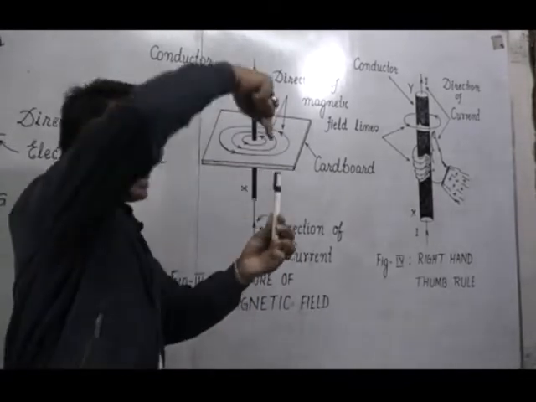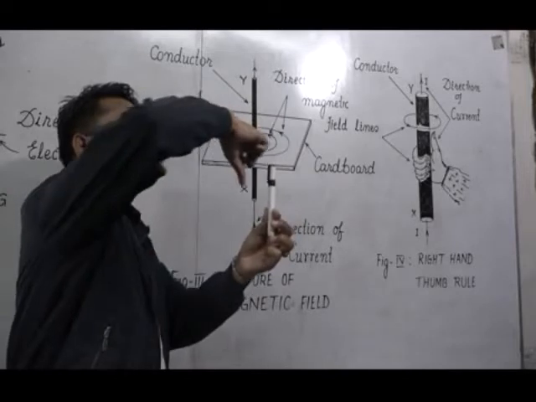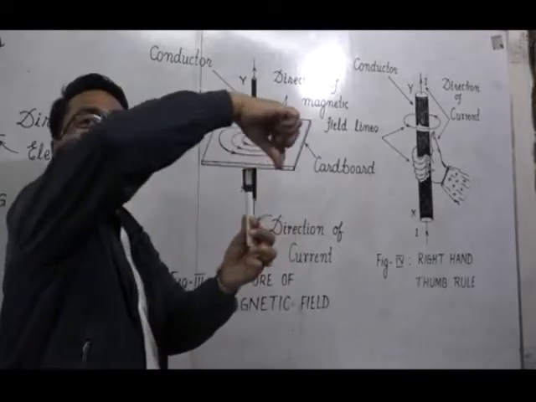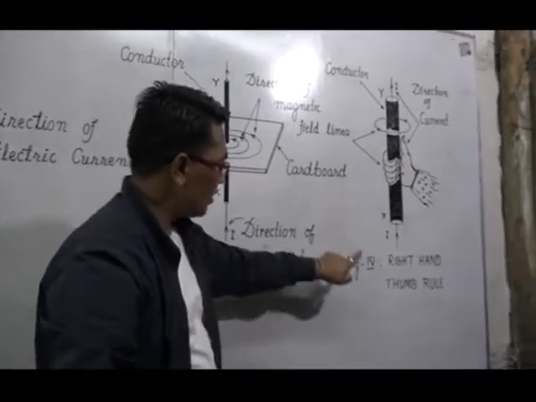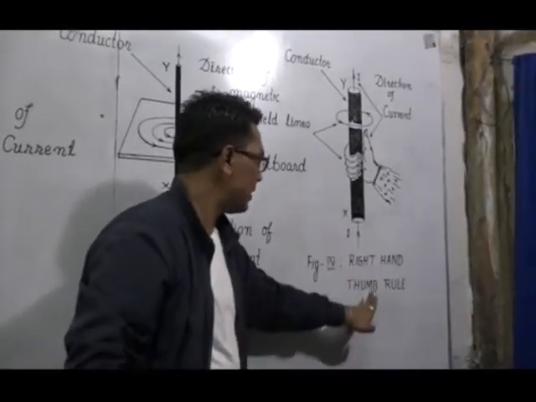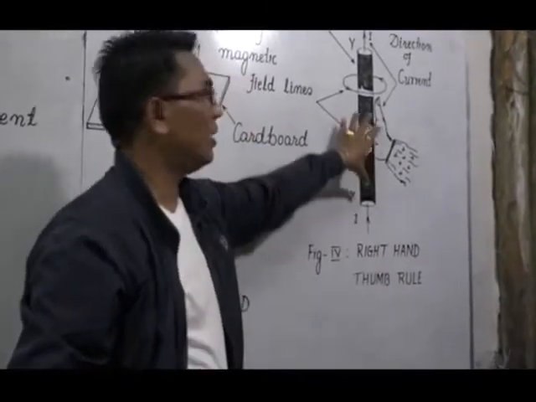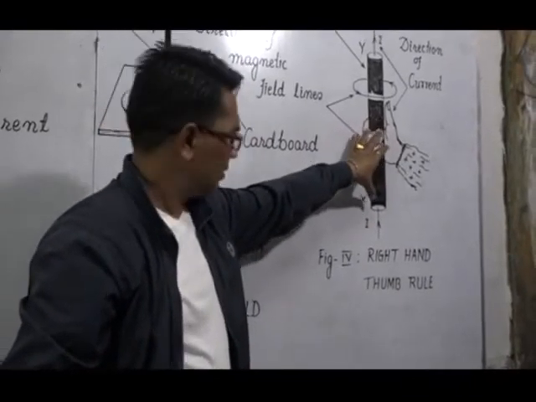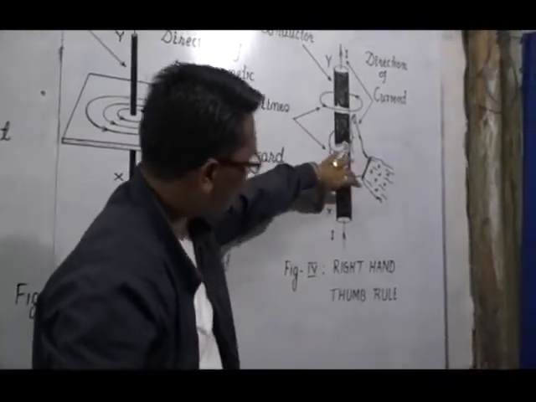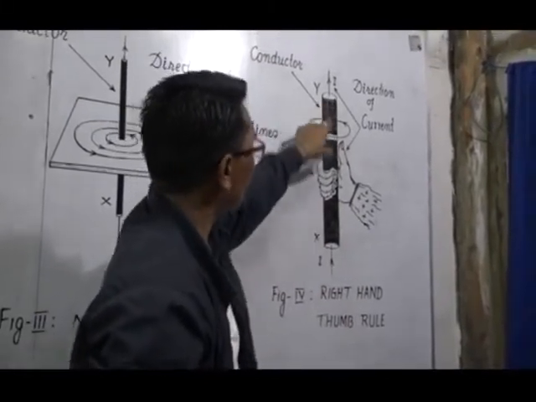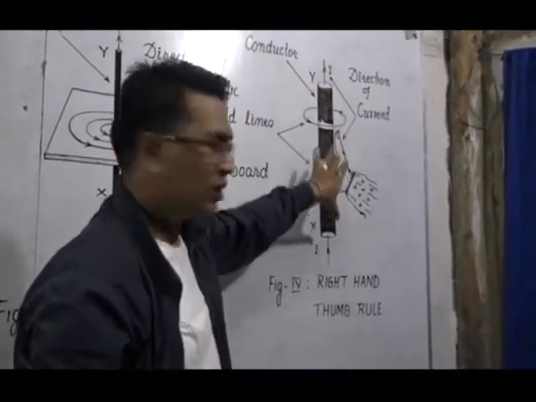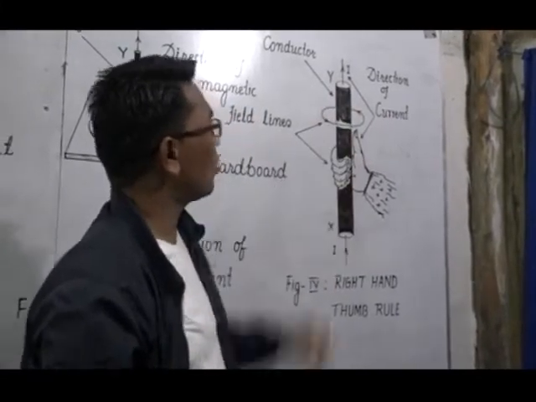The current flows from X to Y, and the circles are formed around the conductor. In figure number four, the right hand thumb rule, with the straight conductor XY, see the straight conductor XY.